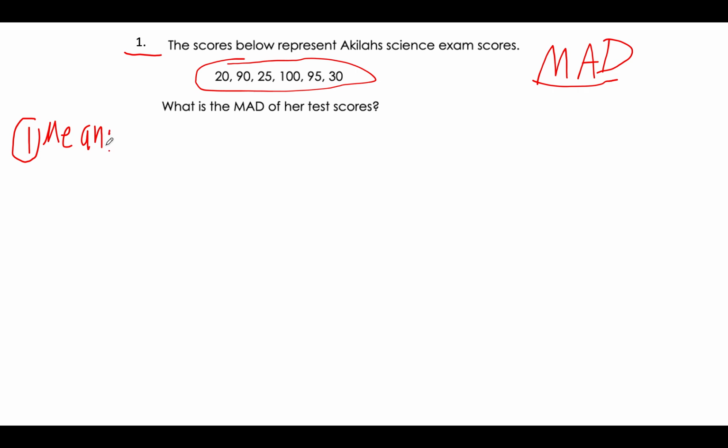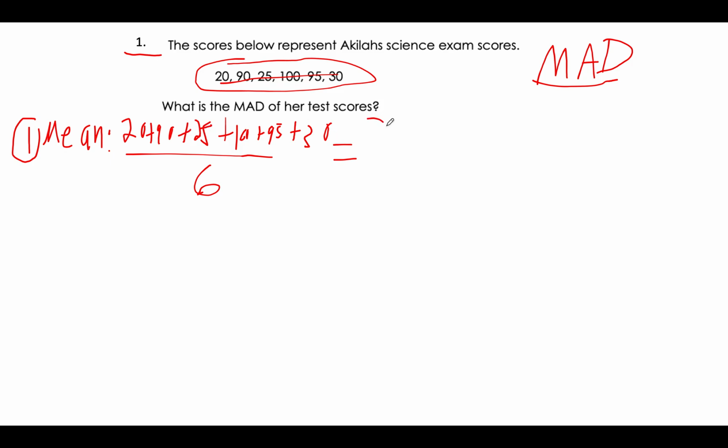So let's do that. To calculate the mean, we need to add all these numbers up. So we're going to do 20 plus 90 plus 25 plus 100 plus 95 plus 30, and then divide by the number of values in our data set. So that's going to be 1, 2, 3, 4, 5, 6. To find our mean, we're just finding the average of all the numbers. So we add up each of these values and then divide by the number of values that we have. That's going to be 360, divided by 6, which gives us 60.